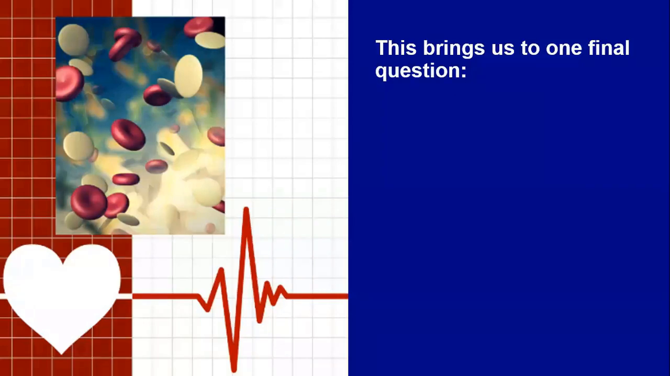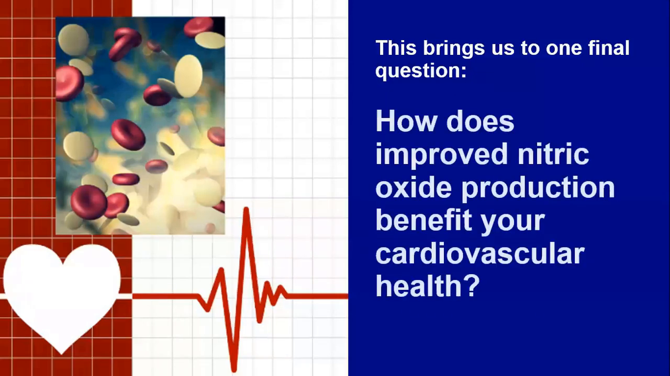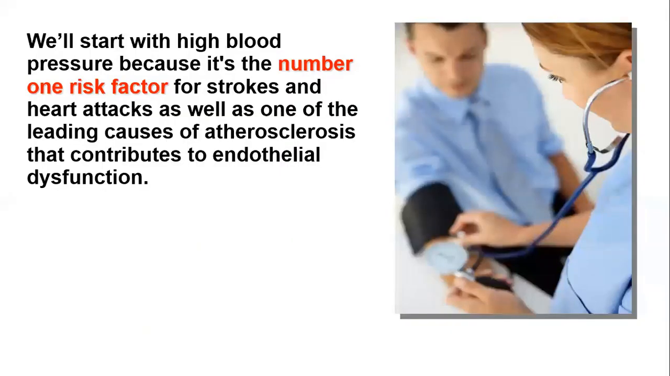This brings us to one final question. How does improved nitric oxide production benefit your cardiovascular health? To answer, let's look at several concerns. We'll start with high blood pressure, because it's the #1 risk factor for strokes and heart attacks, as well as one of the leading causes of atherosclerosis that contributes to endothelial dysfunction.